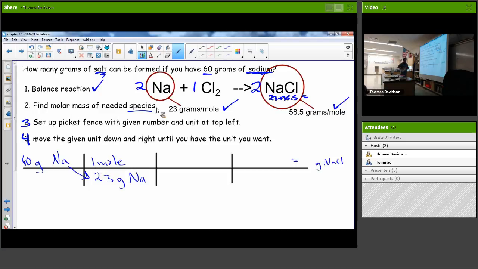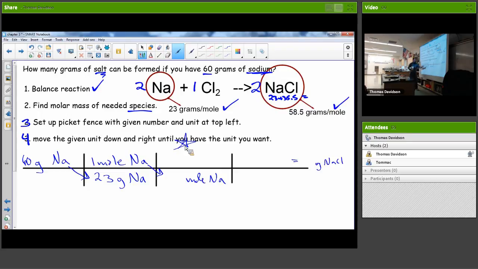All right, now, man, I'm getting lazy, I guess. 1 mole of Na was attached to the top. Do I want mole of Na in my answer? No, I want grams of Na. So what unit has to come down? Mole of Na.